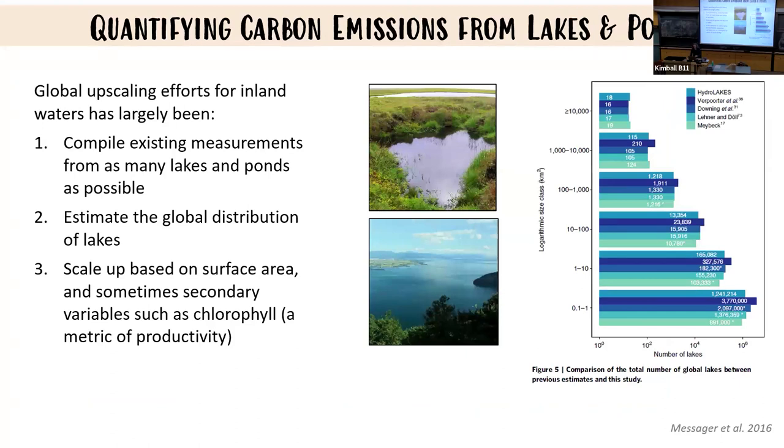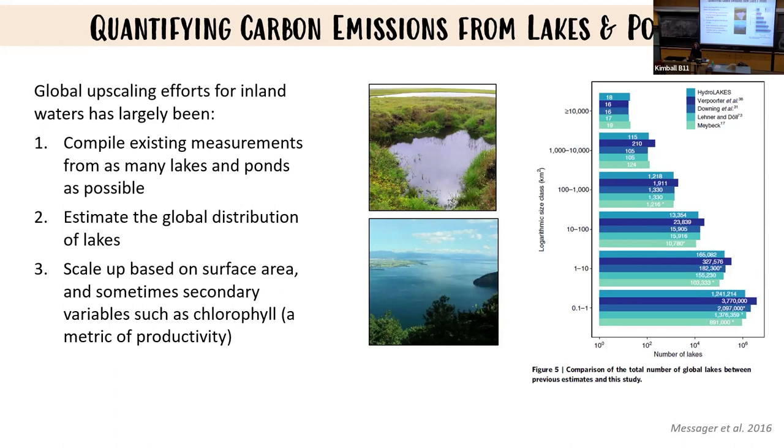All right. So how do we quantify this? How do we quantify it besides lighting it on fire and seeing that it's there? For these global models, the upscaling for inland waters has largely been done from that bottom-up process that I've talked about, right? We go out to as many lakes and ponds as we possibly can, collectively as a scientific community. We measure those greenhouse gases, we publish those numbers, and then we compile all of that data, estimate the global distribution of lakes, and extrapolate upwards.